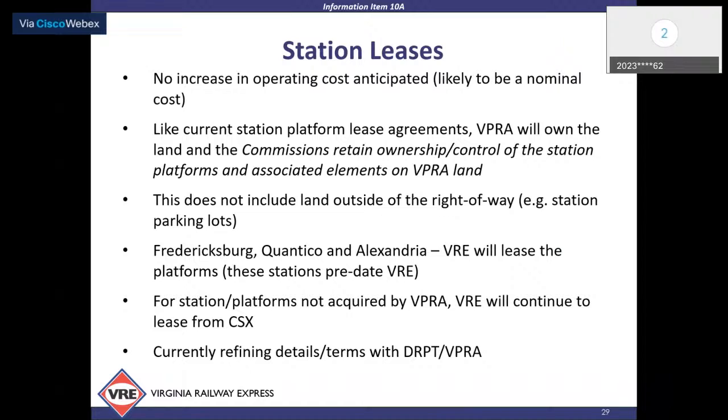Station leases. Again, start off with there are no contemplated increases with station leases. In fact, it's likely that where we land on the exact terms as it relates to the station leases, it's likely to be just a nominal cost to us.